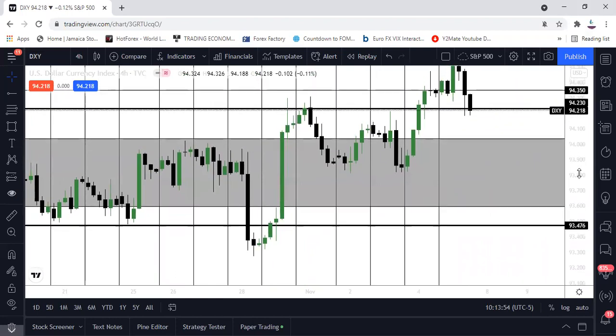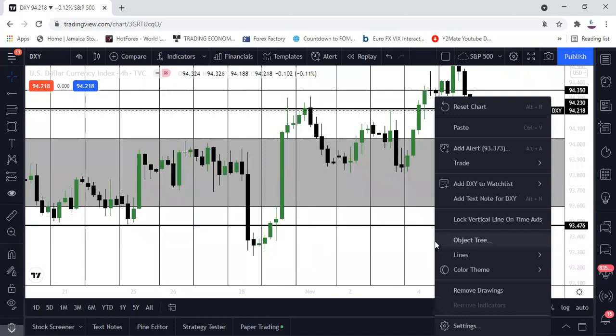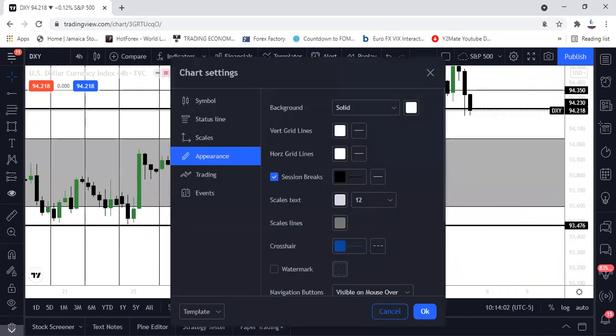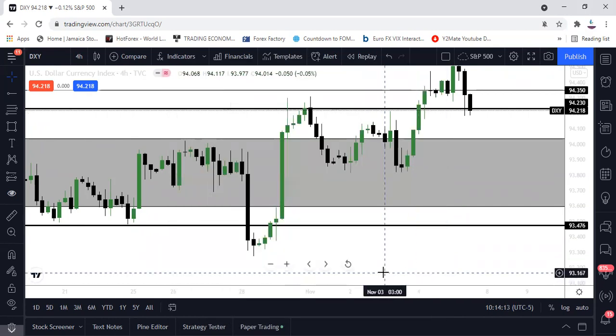Hey, buddy, right click. Let me tell you how to remove the horizontal lines. Okay, right click. Click on settings. Click on that section break. This one here. Yes. Okay, thank you. All right, cool. So charts are cleaner now.